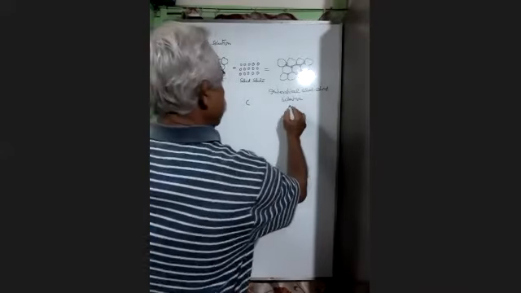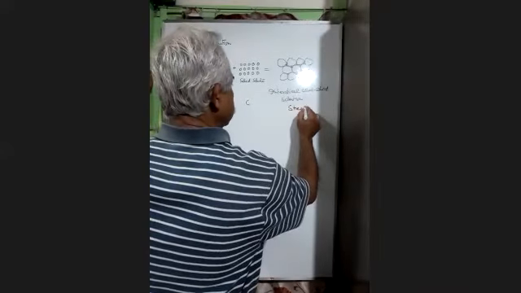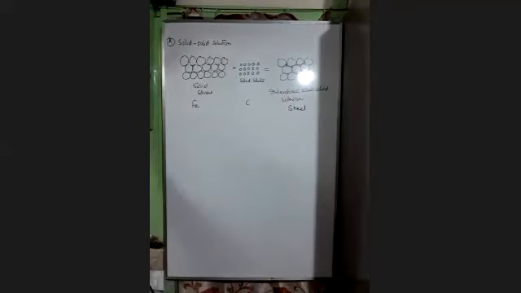Now, let me give an example. Say it is iron, and this is carbon. When you mix carbon with the iron, what do you get? You get steel. So steel is a solid-solid solution. This is not given in your book, but you should know.